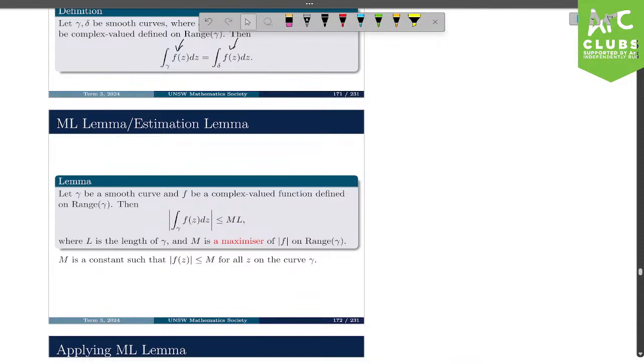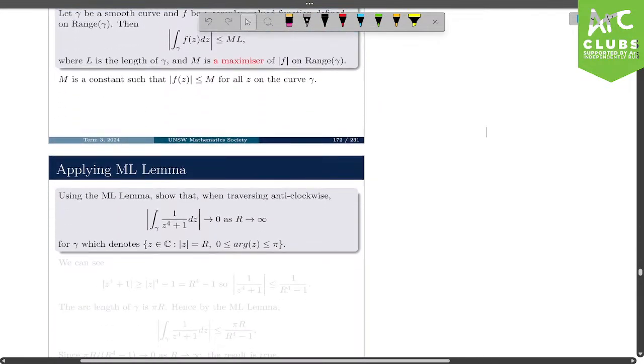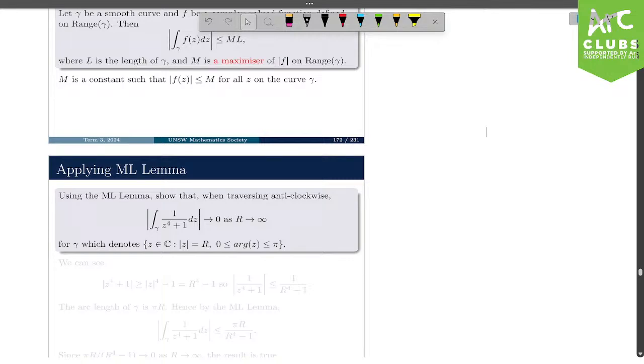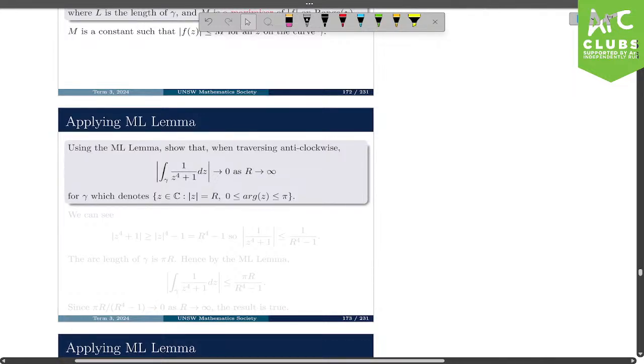Next up, we got the ML lemma and the estimation. Well, ML lemma is the estimation lemma. It provides a sufficient upper bound as to a lot of our integrals, and it's purely about length and maximum values. So all we're really saying is the maximum value attained by f within my domain multiplied by the length of my contour is the maximum value the integral could ever attain. And that's really all it is. We can apply this for a lot of convergence cases, okay? And so this will become more useful in a bit, but here we have the little example.